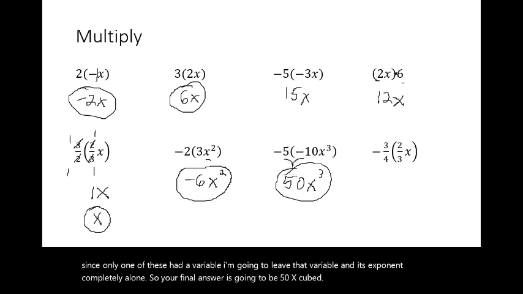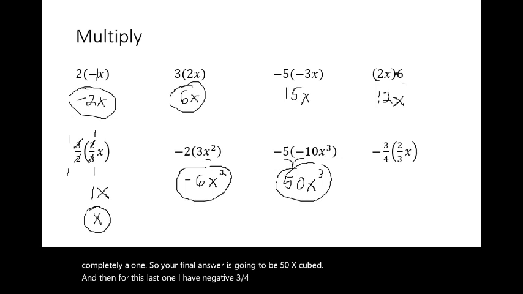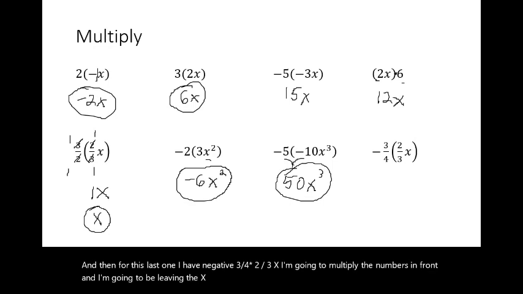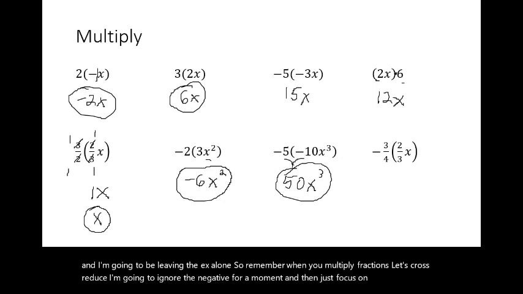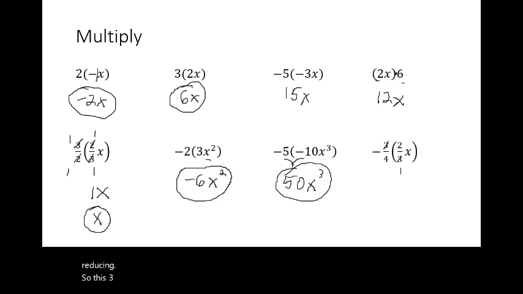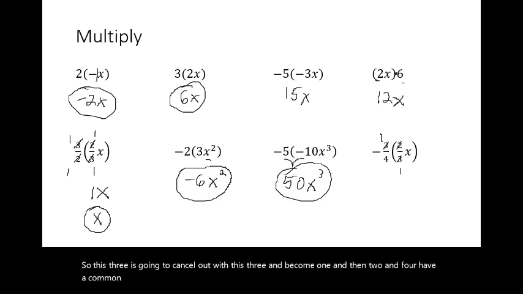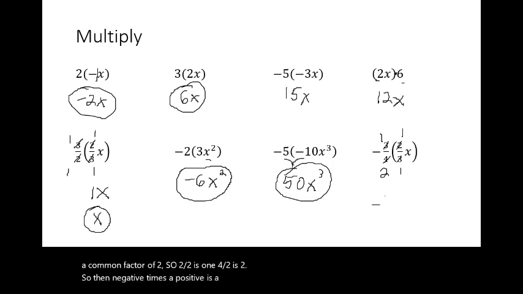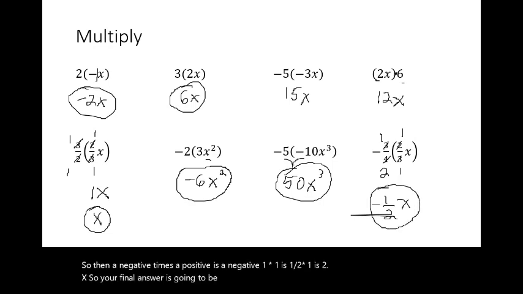And then for this last one, I have negative 3/4 times 2/3 x. I'm going to multiply the numbers in front, and I'm going to be leaving the x alone. So remember, when you multiply fractions, let's cross-reduce. I'm going to ignore the negative for a moment and just focus on the cross-reducing. So this 3 is going to cancel out with this 3 and become 1. And then 2 and 4 have a common factor of 2. So 2 divided by 2 is 1. 4 divided by 2 is 2. So then a negative times a positive is a negative. 1 times 1 is 1, divided by 2 times 1 is 2, x. So your final answer is going to be negative 1/2 x.